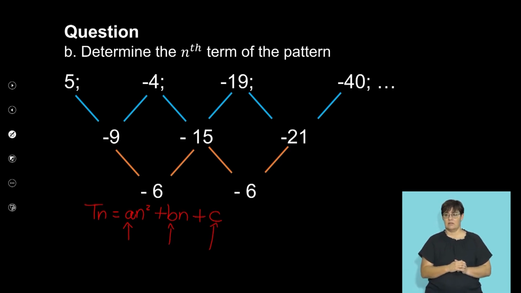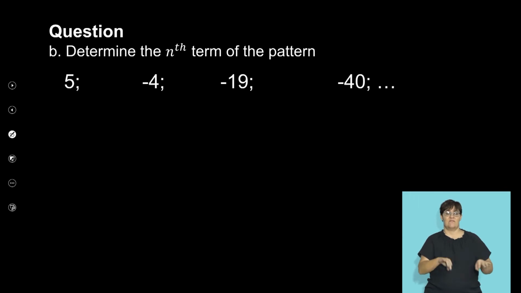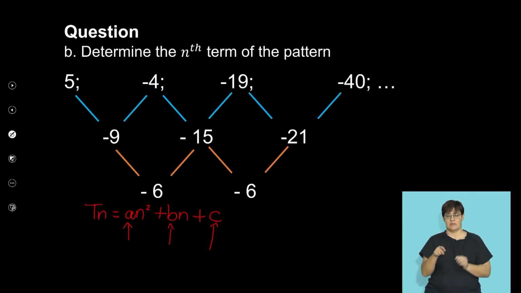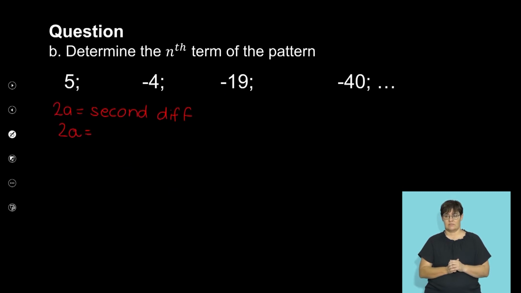I'm going to be flipping through the slides so I can actually fetch certain values. But please remember that 2A is equal to my second difference. So in this case, 2A will be equal to, if I go back to the previous slide, -6. So if 2A is equal to -6, I can divide both sides by 2. So A will have a value of -3. In order to find the value of B, I say 3A plus B is equal to the first term of the first differences.